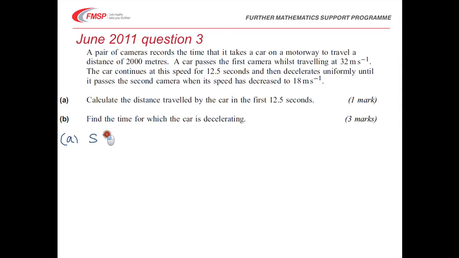If you're thinking of the formula S equals ut plus a half at squared, then of course there's no acceleration. So we really just need the fact that the distance is the speed times the time. We have a speed of 32 and a time of 12.5, so the distance is going to be 400 metres.